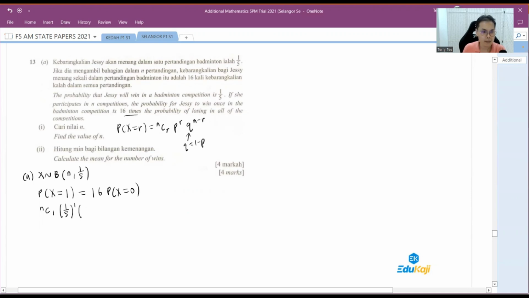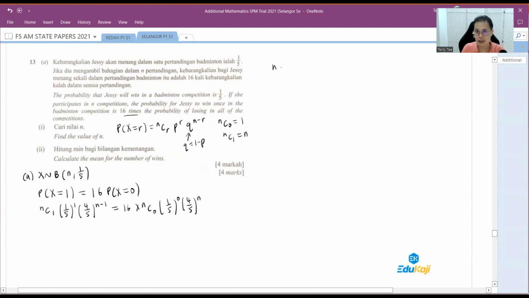So we can take 1 minus 1/5. I got 4/5 power N minus 1. This is 16 times NC0. Your P is 1/5, power 0. Q is 4/5 power N. Okay, so the next thing is, how do you simplify this? Now, I'm not sure if you know about this. NC0 is 1. NC1 is N, right?